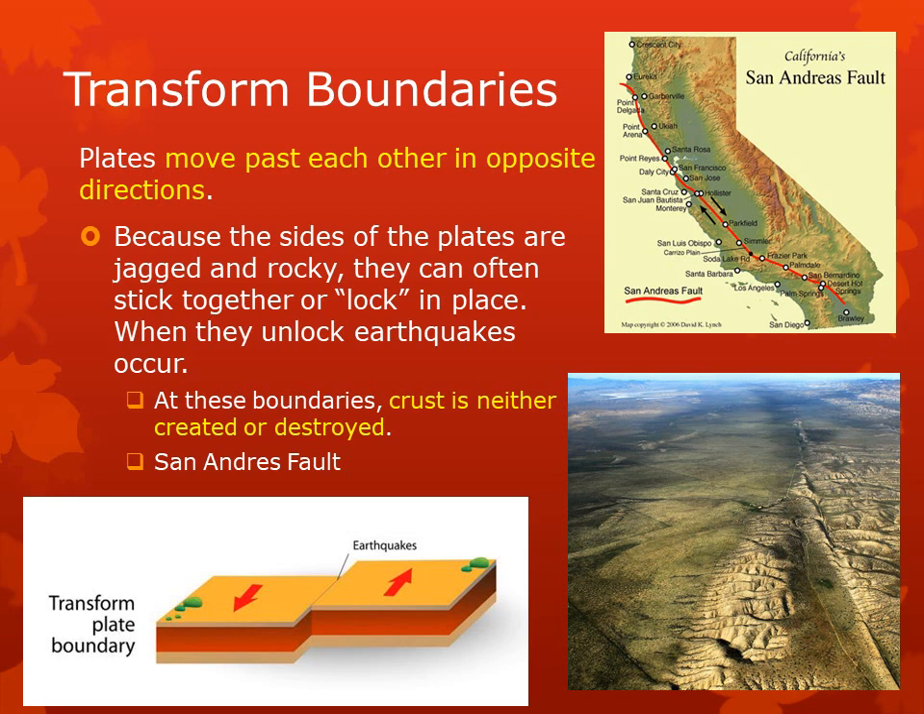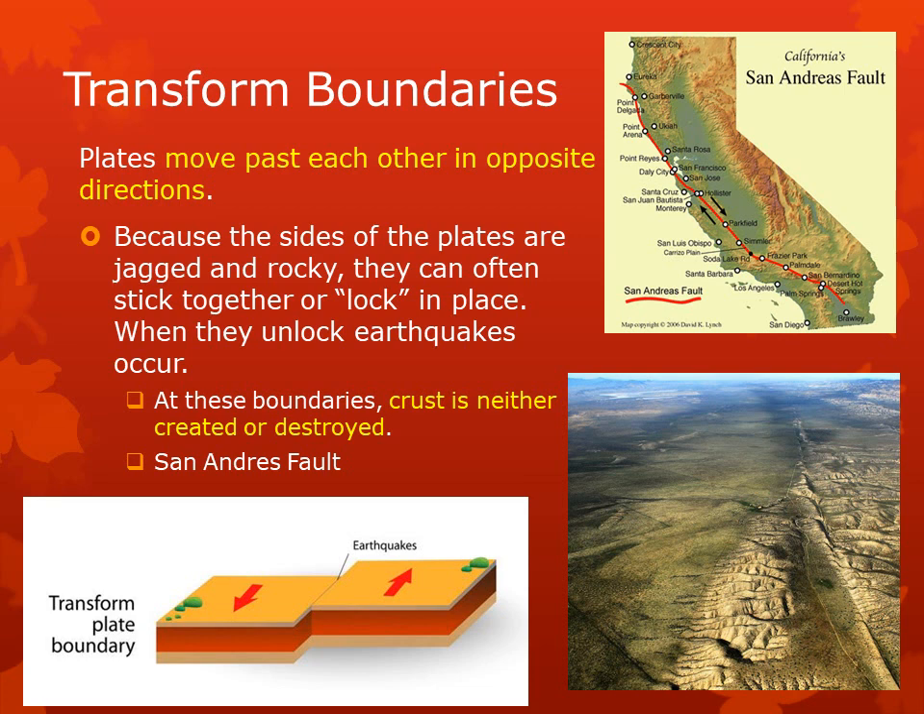Finally, transform boundaries. Transform boundaries are when plates move past each other in opposite directions. That's important to note. They're moving past each other in opposite directions. Now, of course, we're talking about rock, and because plates are made of rock, the sides of the plates are jagged and rocky, and they often stick together. They can lock in place.